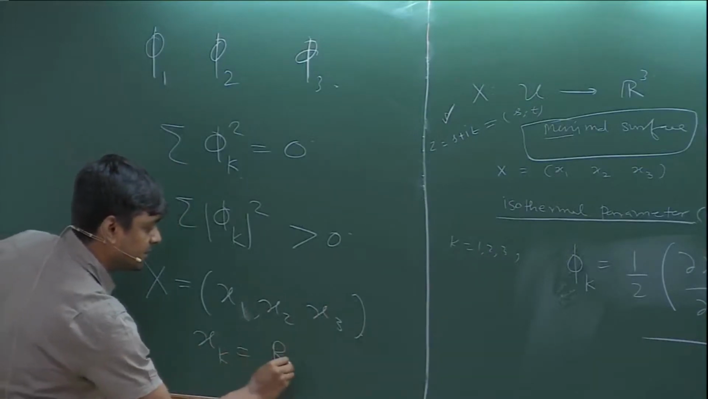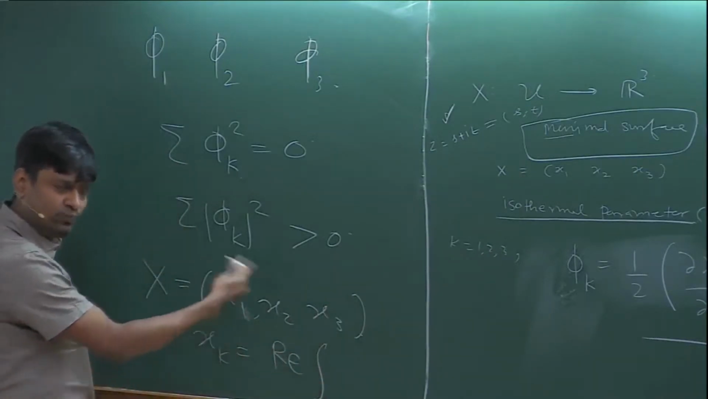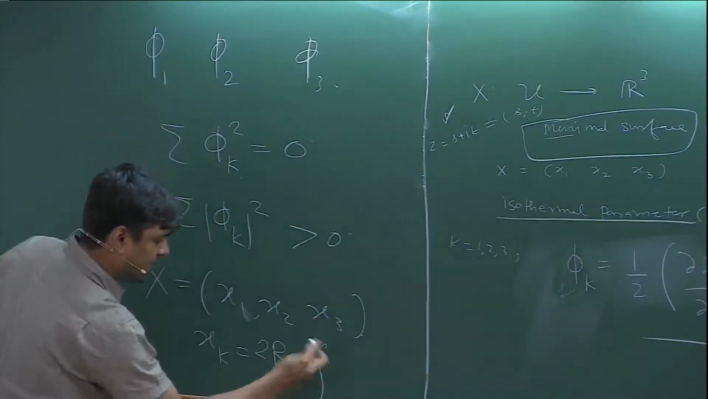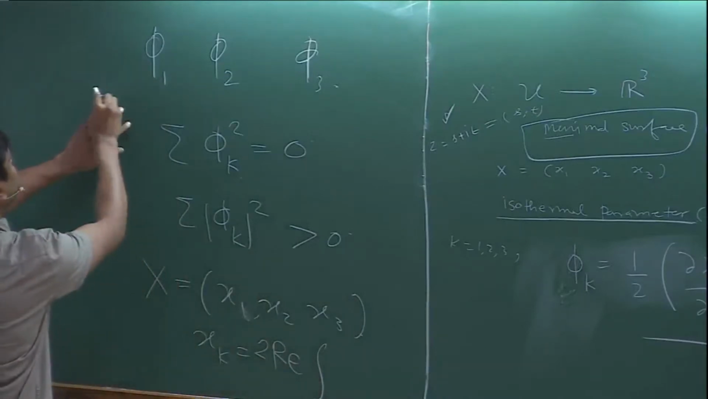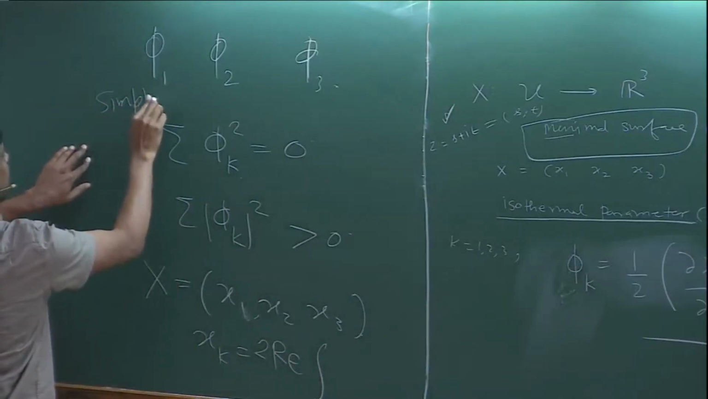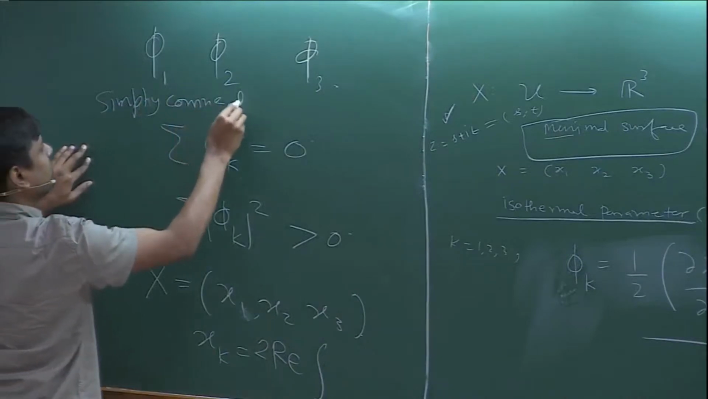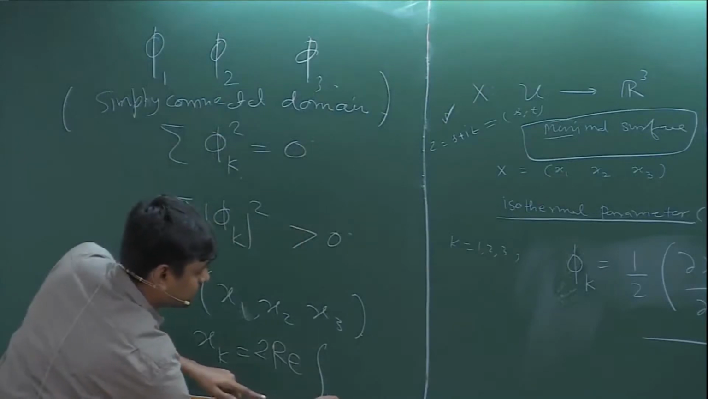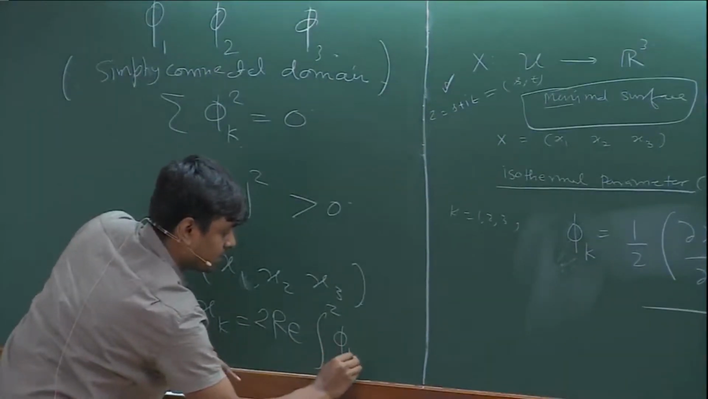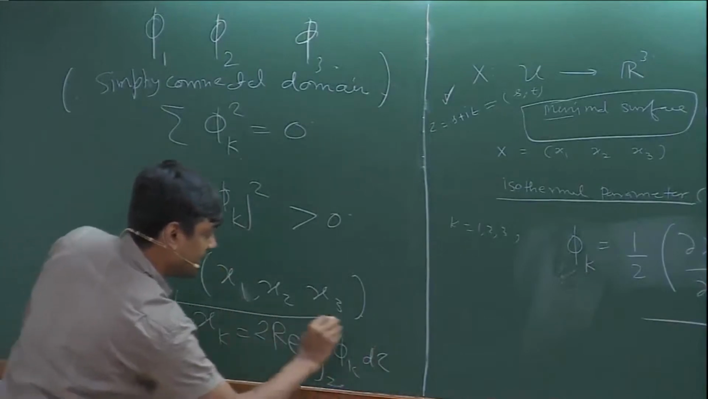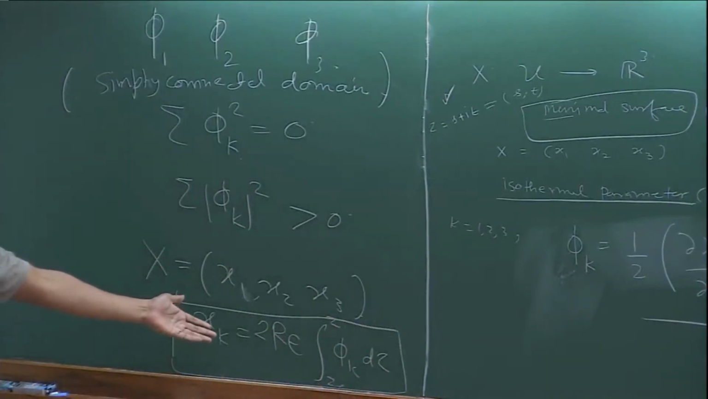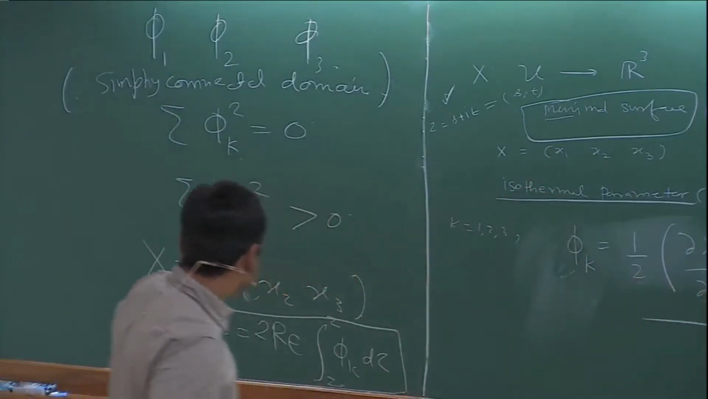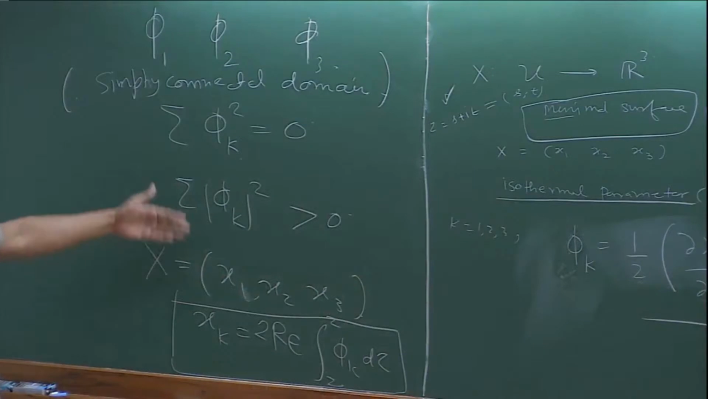And xk is the real part of, there is no need to write 2, but if you want to write 2, at least it will match. So 2 times the real part of any analytic function in a simply connected domain. You start from any analytic function in a simply connected domain, then this will define a map. You can calculate in the tutorial, you just solve for del xk.